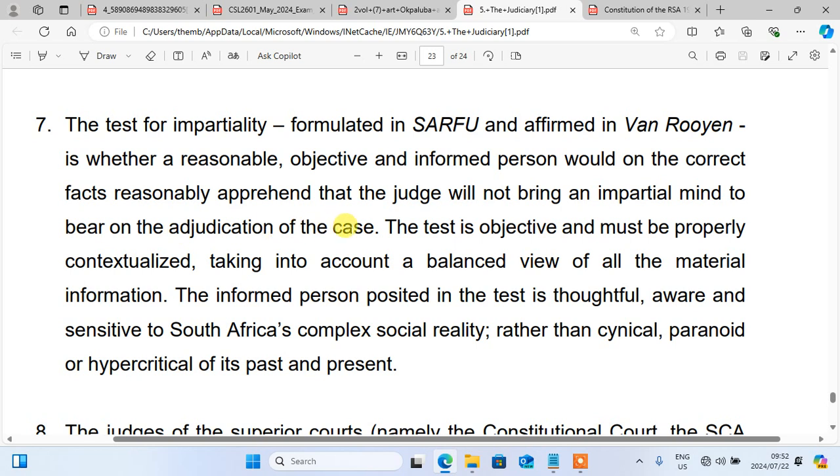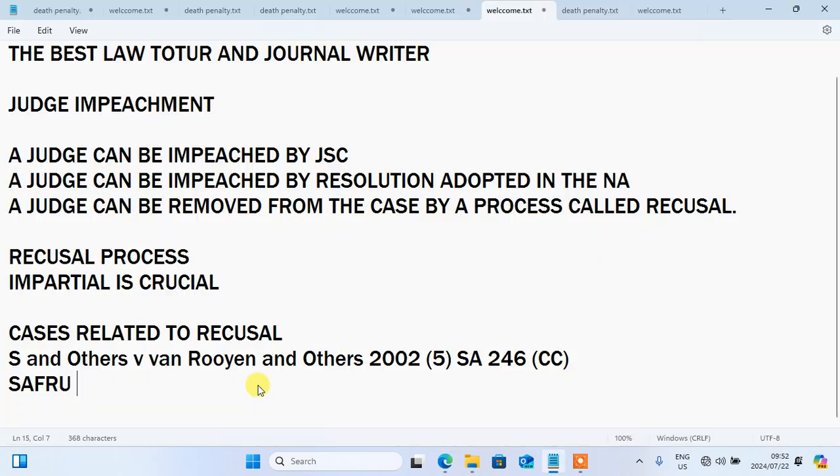The test is objective and must be properly contextualized, taking into account a balanced view of all the material information. The informed person posited in the test is thoughtful, aware, and sensitive to South African complex social reality rather than clinical, paranoid, or hypercritical of its past and present. Therefore, if you want to understand more about recusal, you will go and read this case and the case of Safru. However, we have many important international cases.